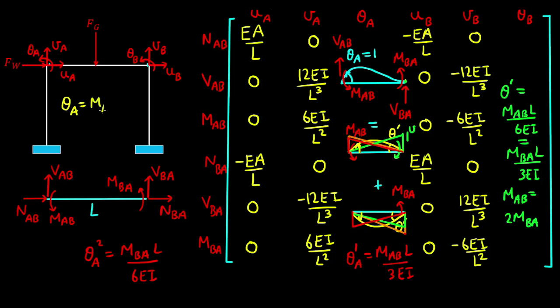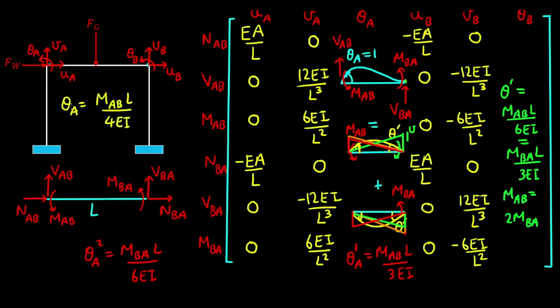So we have MAB times L on 3 EI minus MBA, which is MAB on 2. So we have MAB times L on 12 EI. So this is 4 on 12 minus 1 on 12, which is 3 on 12, or MAB times L on 4 EI. So let's just write that here.